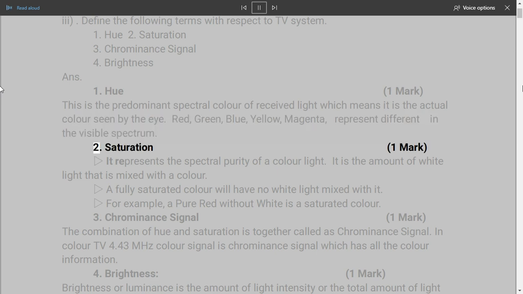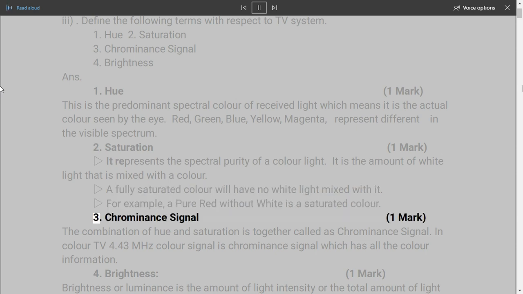2. Saturation, 1 mark. It represents the spectral purity of a color light. It is the amount of white light that is mixed with a color. A fully saturated color will have no white light mixed with it. For example, a pure red without white is a saturated color.